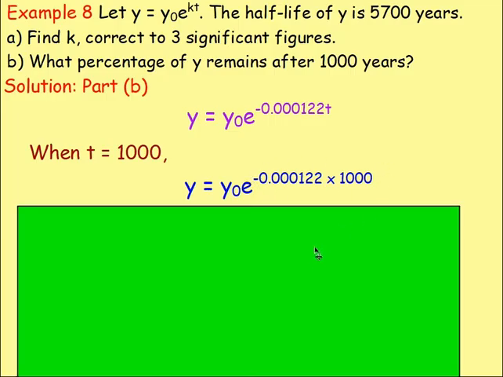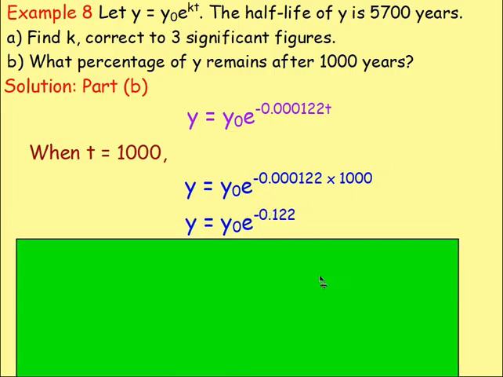If you simplify that index, you can write that down as negative 0.122. From there, y, the amount, would equal the original amount times e to the power of negative 0.122. Where do we go from there? Any suggestions? James, what do you think? Yeah, work out e to the power of negative 0.122.